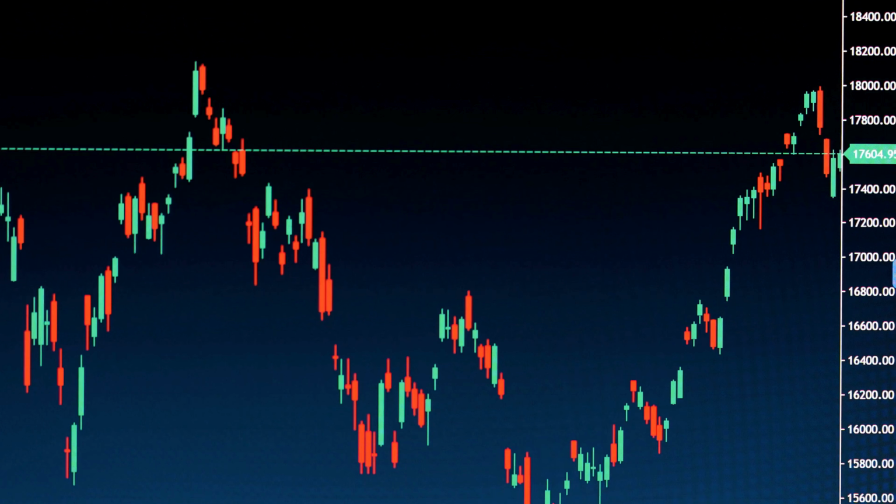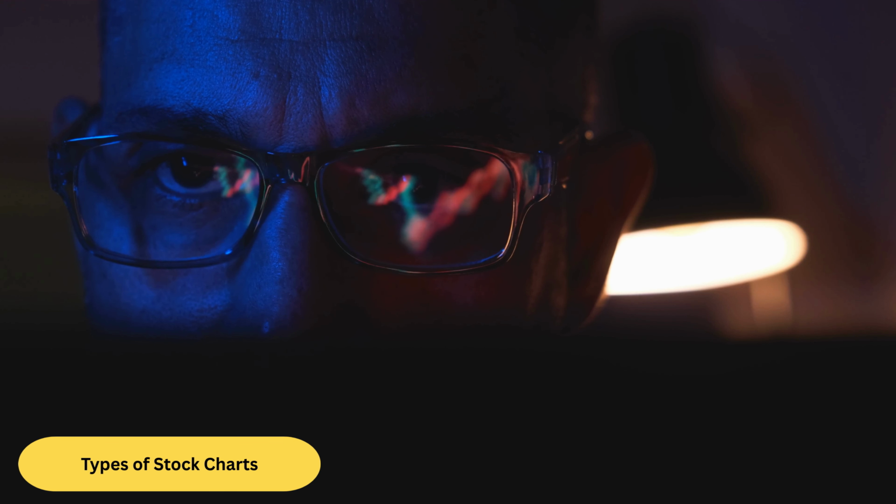Why learning charts is important. Many beginners invest based on news headlines, social media tips, WhatsApp messages. This is risky. Stock charts help you understand market psychology, see demand and supply, avoid emotional decisions, time your entries better. Charts show you what big investors are doing, not what they are saying. And remember this: price never lies. People do.